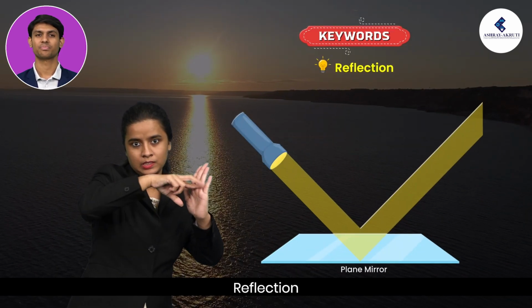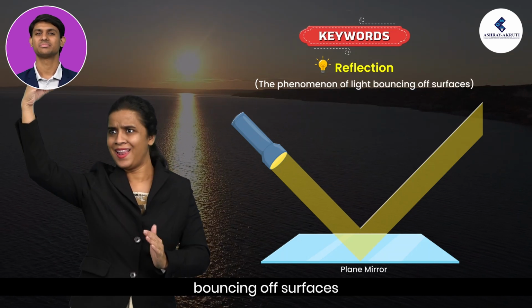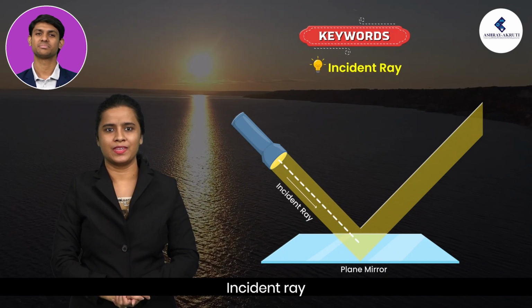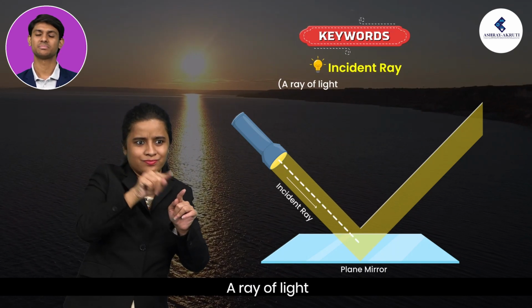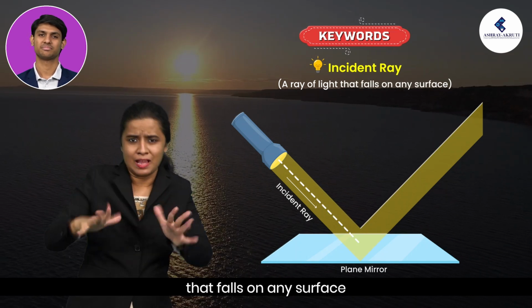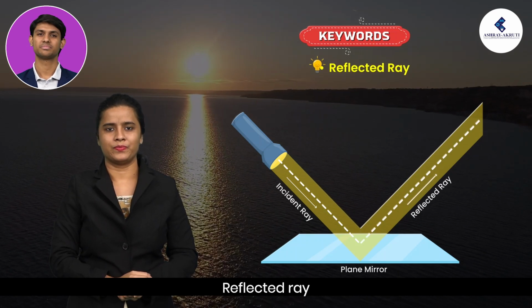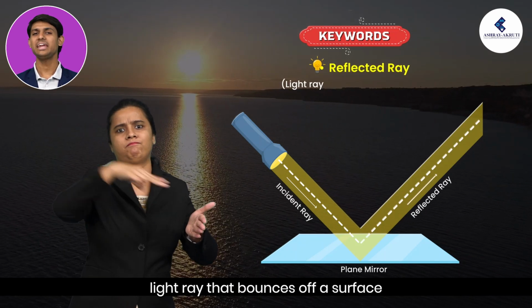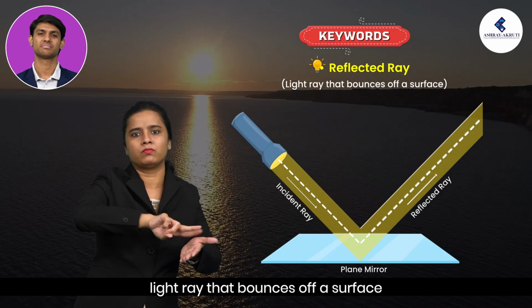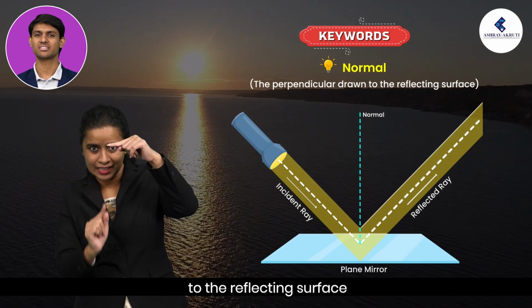Reflection, the phenomenon of light bouncing off surfaces. Incident ray, a ray of light that falls on any surface. Reflected ray, light ray that bounces off a surface. Normal, the perpendicular drawn to the reflecting surface.